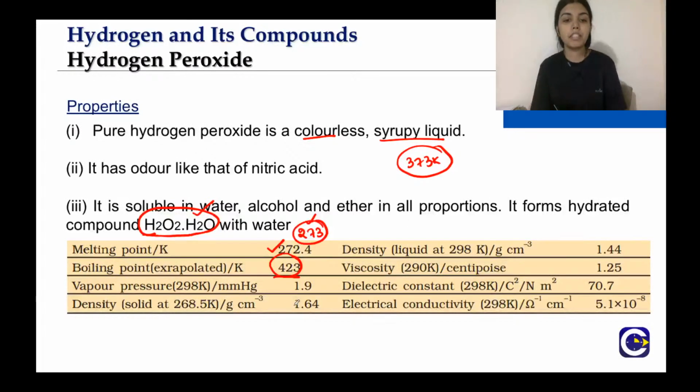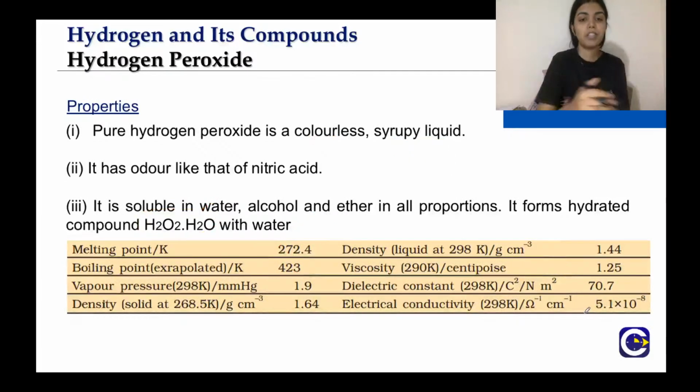Next, you come on to density. In solid form it is 1.64, in liquid form it is 1.44. Viscosity, denoted by eta, is given in centipoise, abbreviated as Cp, and it is 1.25. Then the dielectric constant, as we compared for water and D2O, is 70.7 for peroxide, and electrical conductivity in ohm inverse centimeter inverse, or Siemens centimeter inverse, is 5.1 into 10 raised to the power minus 8.